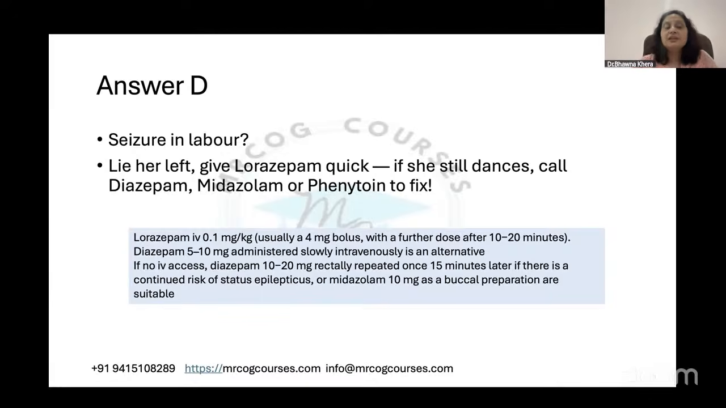If no IV access, diazepam 10 to 20 milligram rectally repeated once 15 minutes later. If there is a continued risk of status epilepticus, or midazolam 10 milligram as the buccal preparation are suitable. So that's the correct answer here.